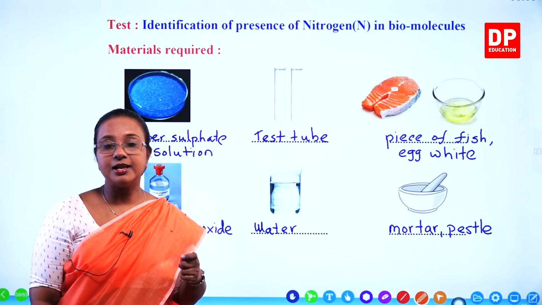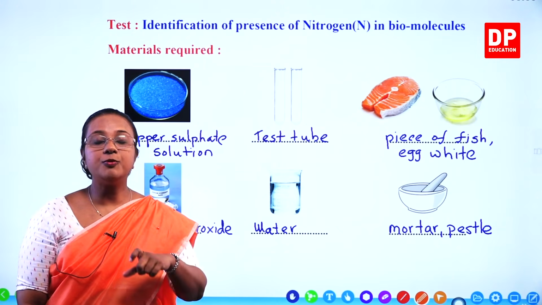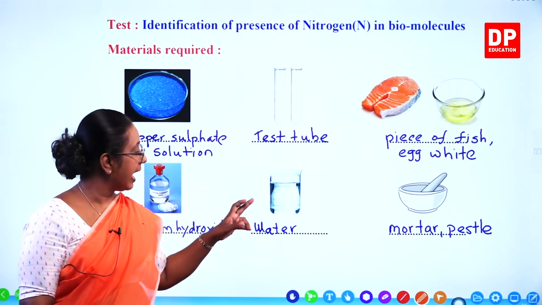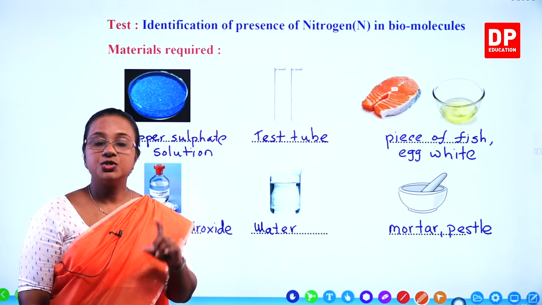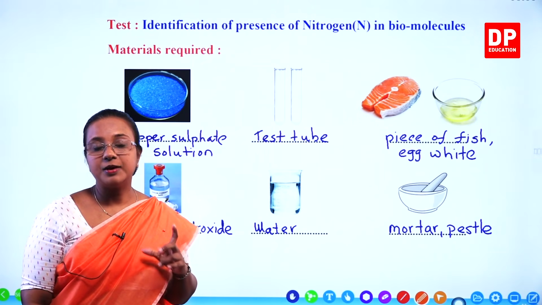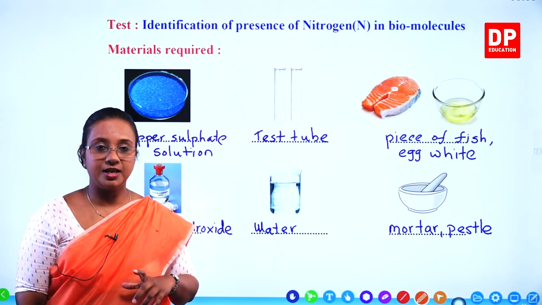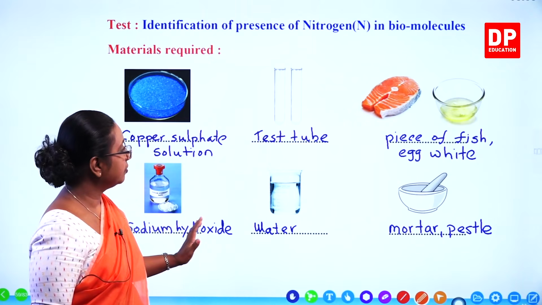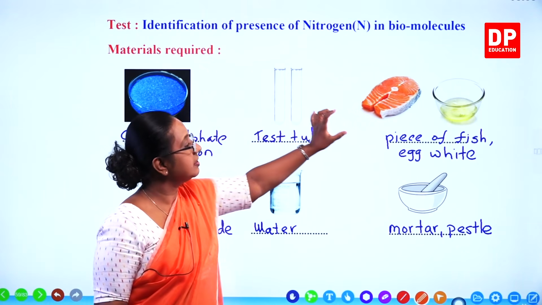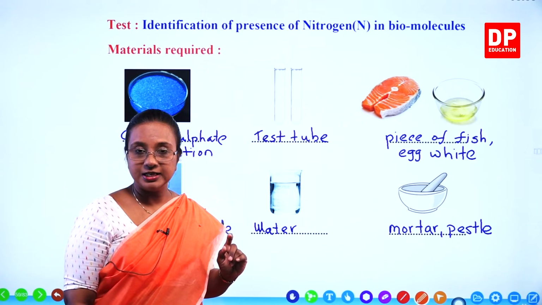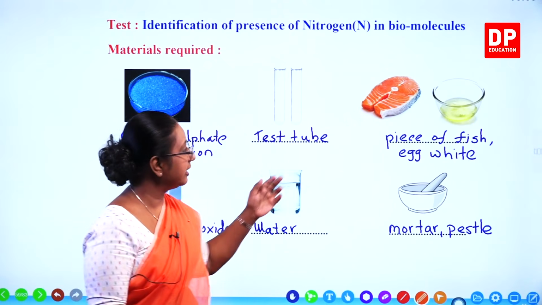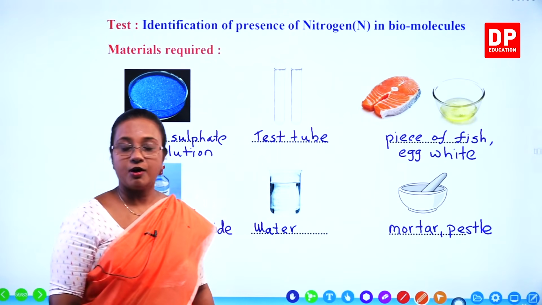Those are white color pellets. We take a few pellets into a beaker and dissolve it with water. So you will have the sodium hydroxide solution ready. Then what do? We already have a sample of the protein containing food, either egg white or extract from the fish.